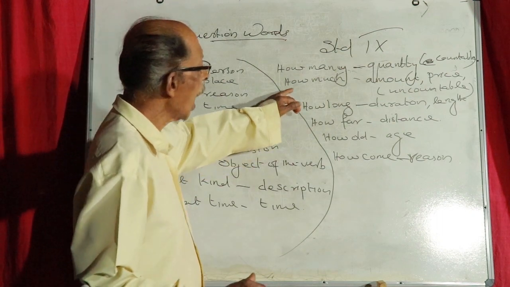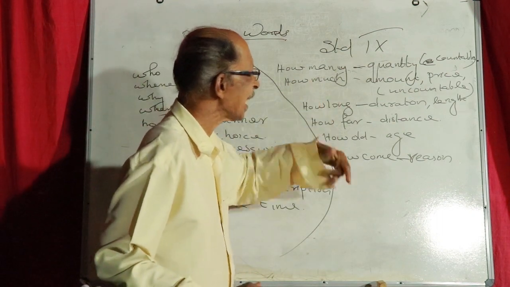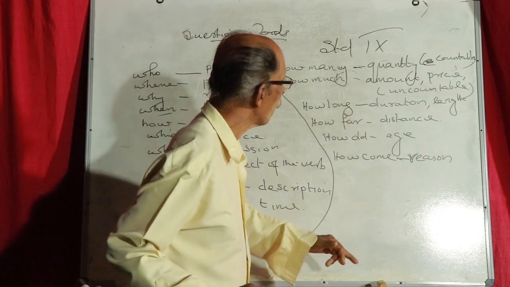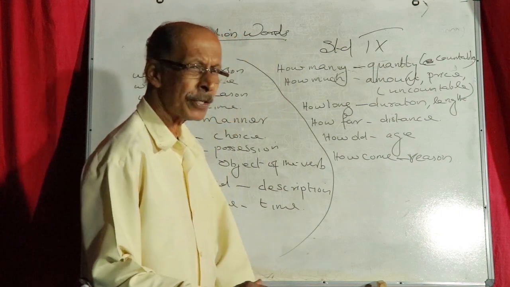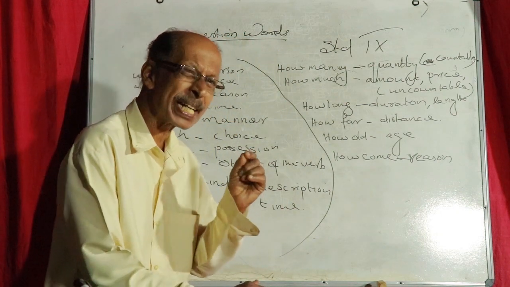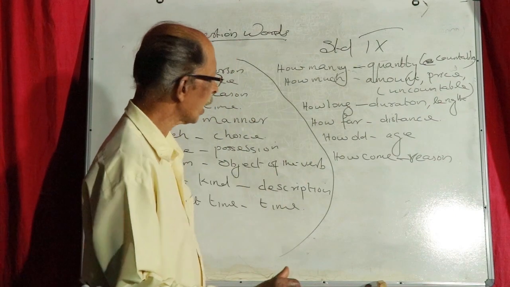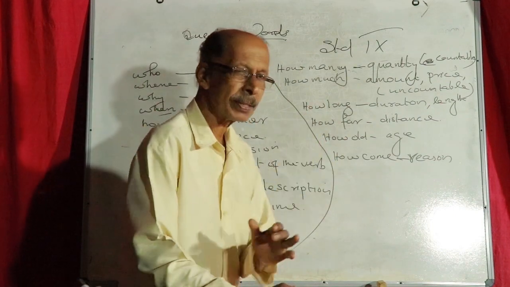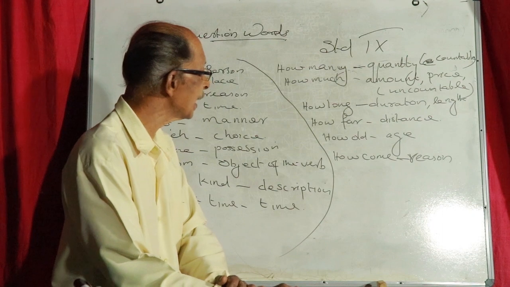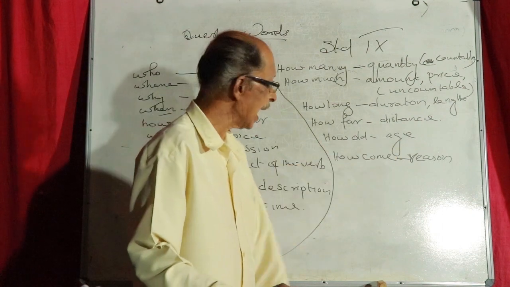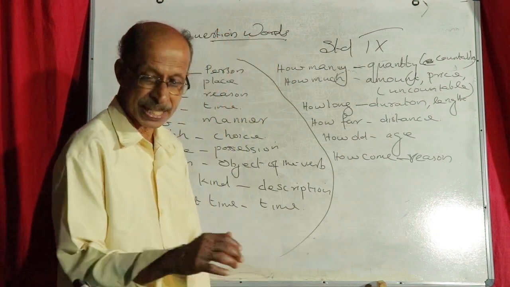Okay. How much? That shows the amount, the price. It's an uncountable number. How long? The duration. How long did the speaker speak? How long did the teacher teach? Okay. How far? It is an important word. How far? Distance. Then how old? Age. Then how come? Reason.